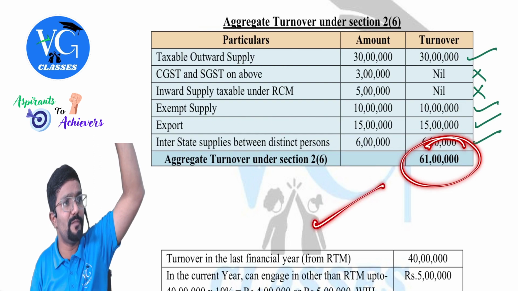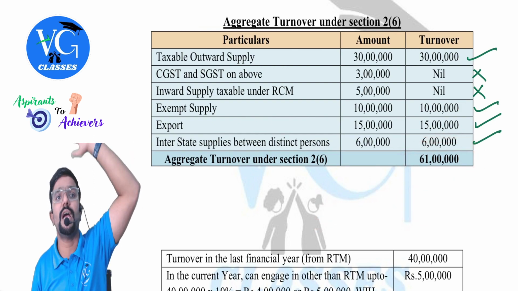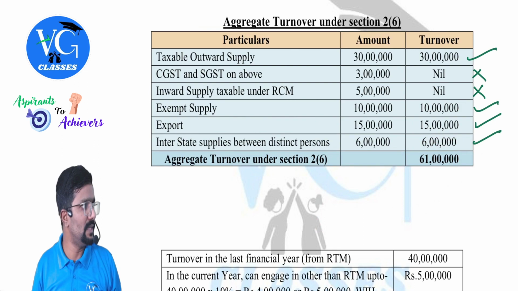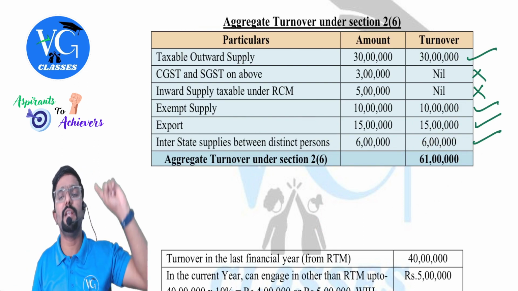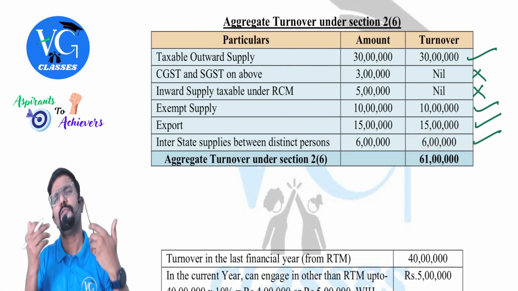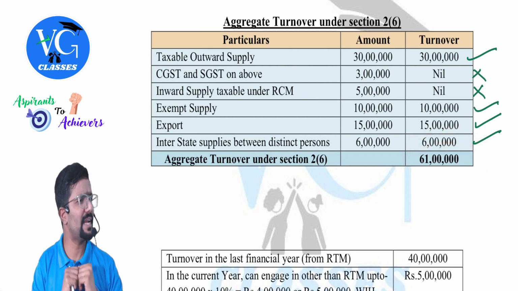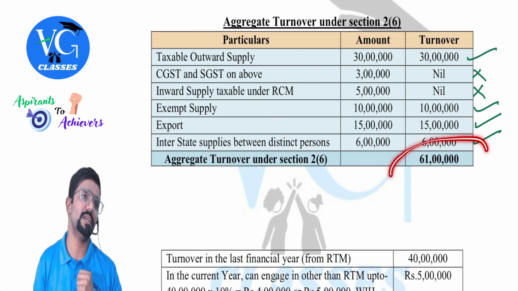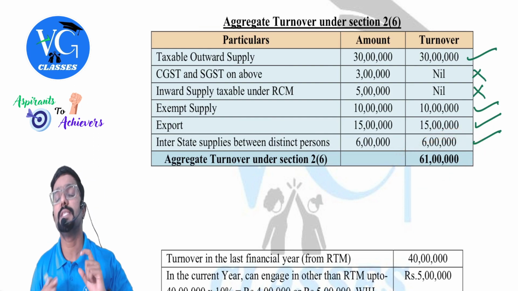In the current year, am I eligible for the composition scheme? Yes, I am eligible. If I am from a normal state, the limit is how much? 1.5 crore. It is within 1.5 crore. Assume I am from a special state where 75 lakh is the limit applicable. Still I am eligible. Yes, I am eligible. Is that clear?